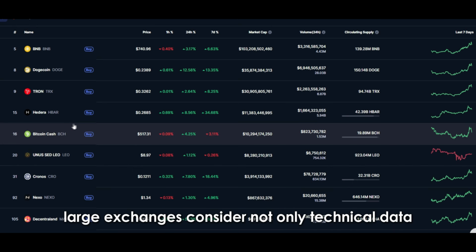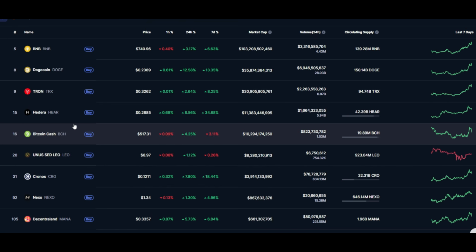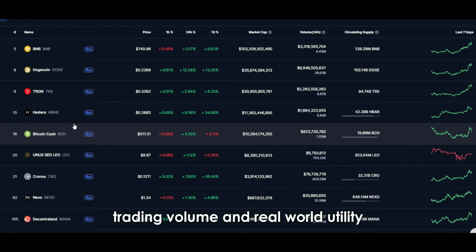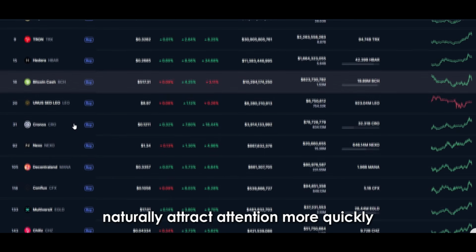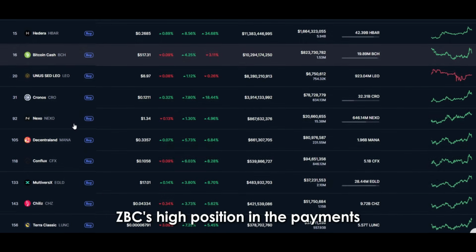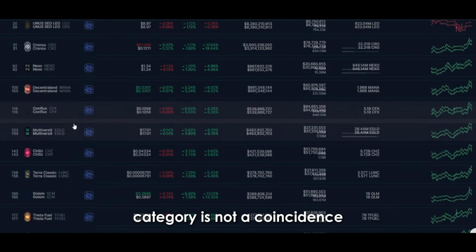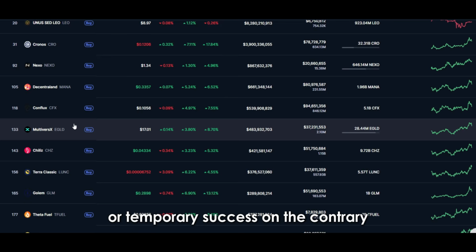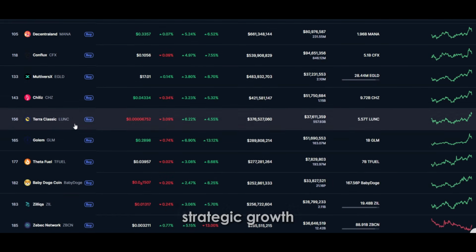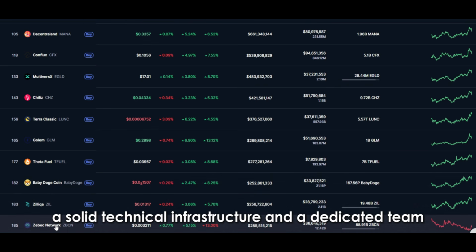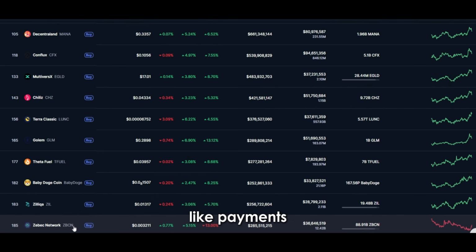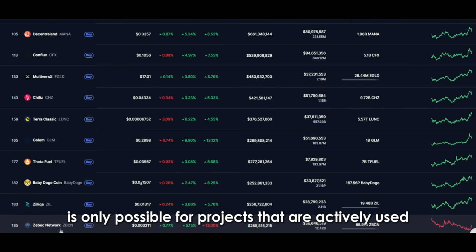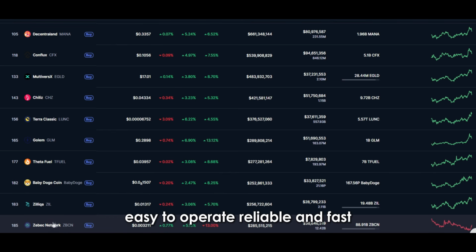Large exchanges consider not only technical data when evaluating new listings, but also a project's sector ranking, community size, active user base, trading volume, and real-world utility. Projects that perform well across these metrics naturally attract attention more quickly. ZBCN's high position in the payments category is not a coincidence or temporary success. On the contrary, this ranking is the result of long-term strategic growth, a solid technical infrastructure, and a dedicated team. Achieving a top spot in a highly competitive category like payments is only possible for projects that are actively used, easy to operate, reliable, and fast.